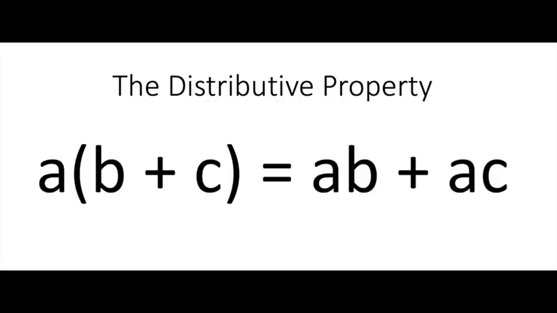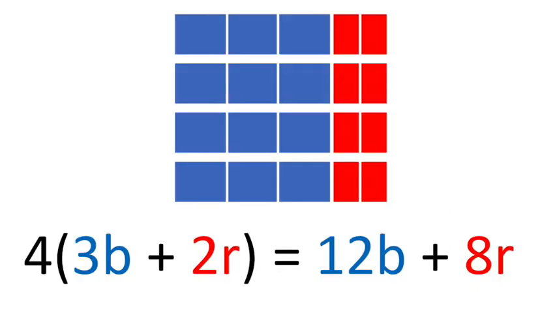A shortcut we can use to understand this is called the distributive property. This says that if we have one term outside of a set or a parenthesis of multiple terms, we can take that term on the outside and multiply it into each of the terms on the inside and then add the products together. Looking back at the visual from earlier, we can see this distributive property working.